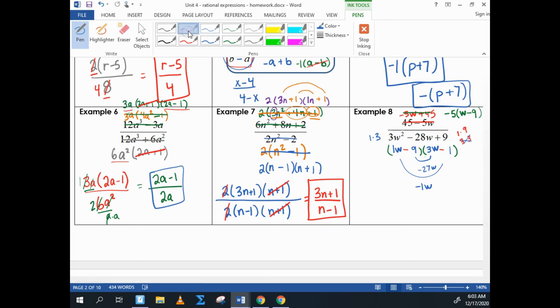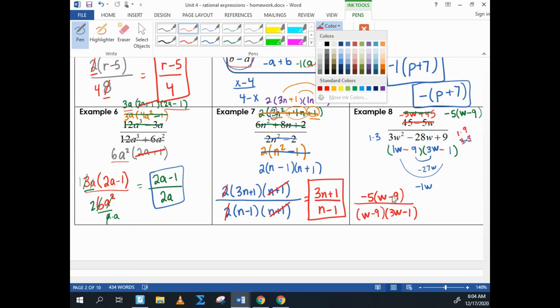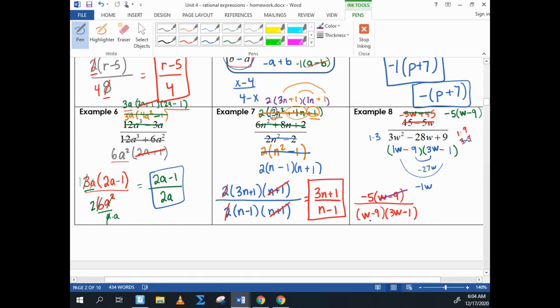All right, let's go ahead. We're going to write everything in the top down here. So I've got a negative 5 times w minus 9 all over, and then in the denominator here, I've got w minus 9 times 3w minus 1. All right, now just go through and divide off what you can. Notice I have a w minus 9 in the top, w minus 9 in the bottom. And there's monomials up here, but nothing down here. So this is just my answer. I've got that negative 5 in the numerator over 3w minus 1 in the denominator. And we are done with these examples.